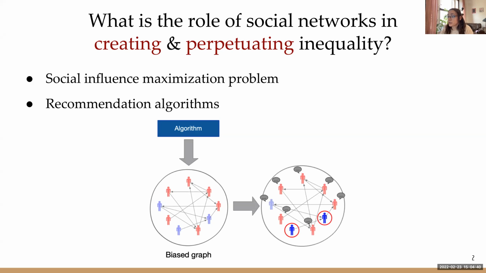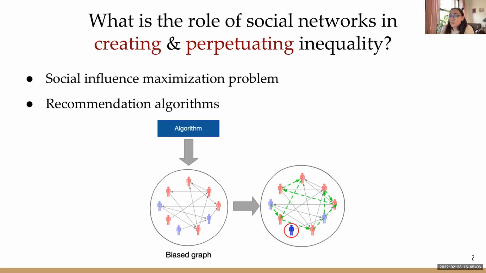So for example, in the case of diffusing information, in the social influence maximization case, we would think about whether there is a pattern of certain people or groups who don't get to be in this information loop. In the case of recommendation algorithms, we think again about the pattern of groups or people who are getting fewer connections or not recommended as much as everyone else.